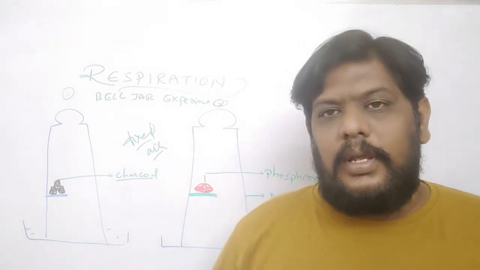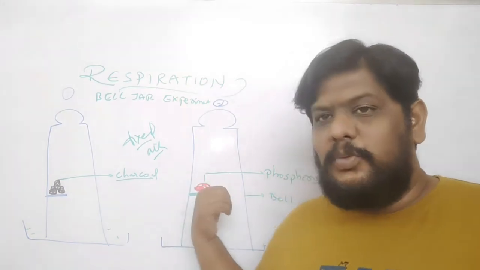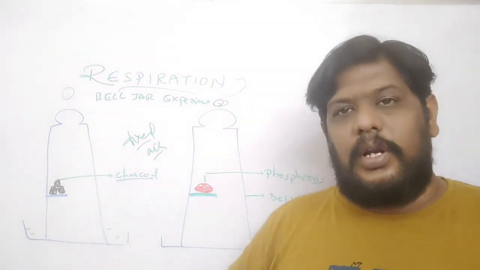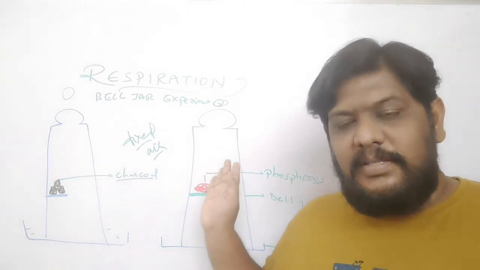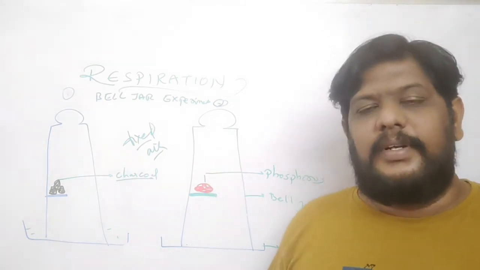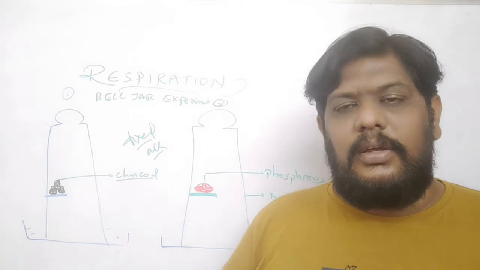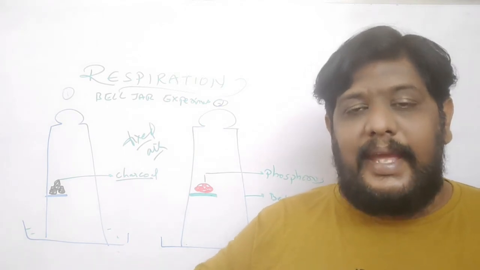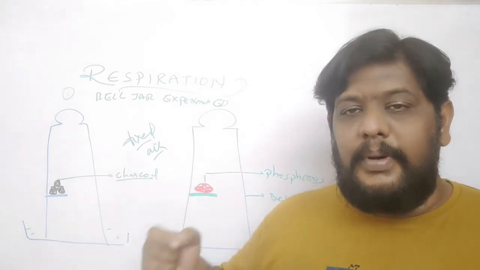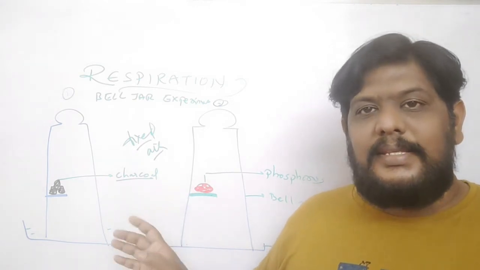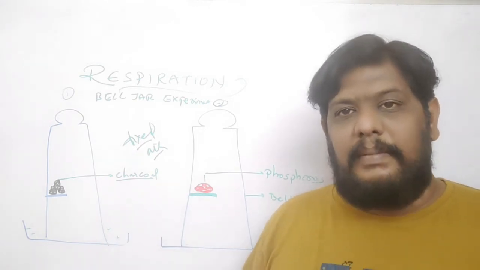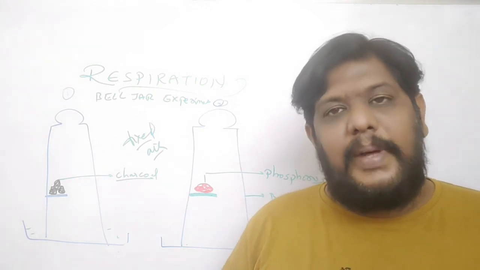So he came to a conclusion that the gas which is used up here in the burning of the phosphorus was not water vapor. That should be something else. And he also came to the conclusion that the gas which is used up here is the respirable air, that means the air which can be respired.